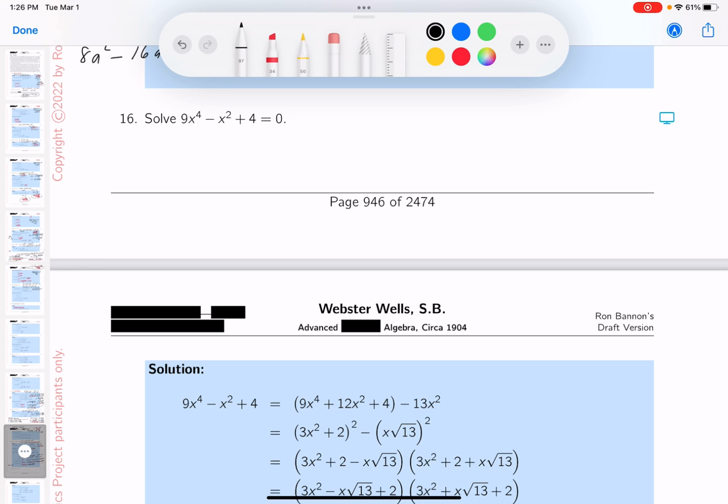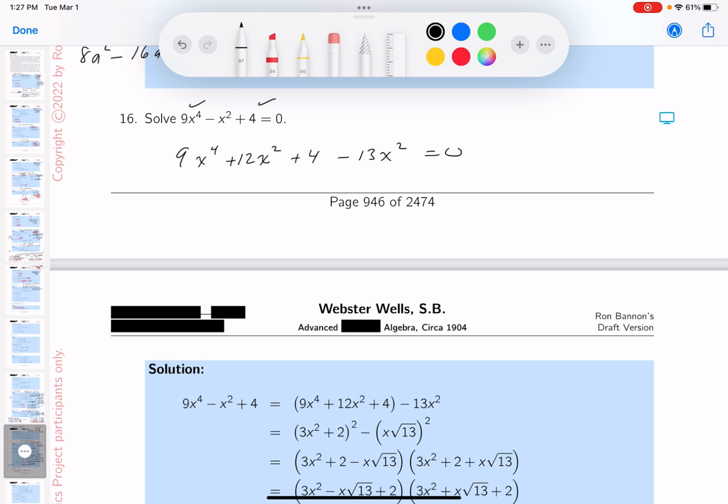Okay, I'm going to write this a little differently. I'm going to write this 9x^4, and I see the 4 at the end. I'm looking at these two terms, so it'd be 3 and a 2. That's 6 times 2 is 12. Now, I need a minus x squared there, so I need to take away 13.